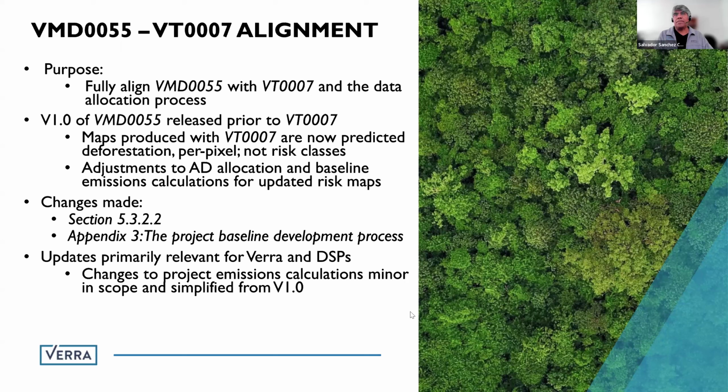However, we want to emphasize again that the risk mapping and allocation process are carried out by Verra either directly or through our service providers, and not by project proponents. So really, project proponents do not need to worry about most of these changes. The only part that is relevant for them is how baseline emissions are calculated, and these calculations are now significantly simpler than they were described in version 1.0 of VMD55.